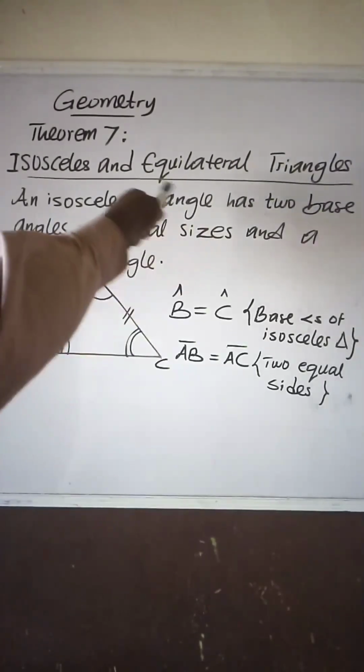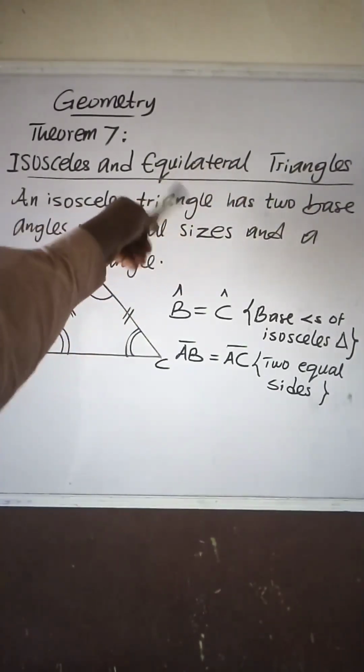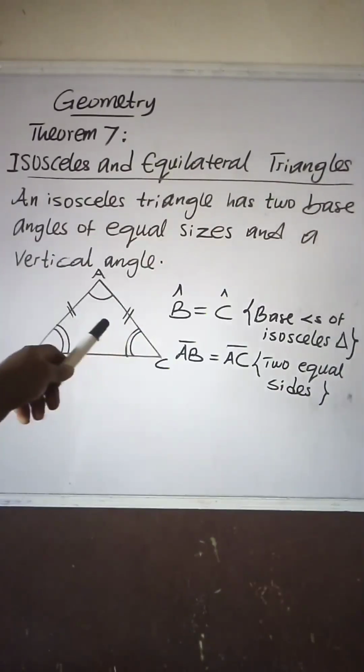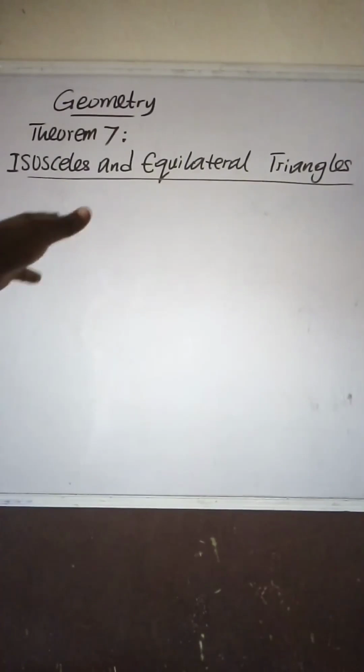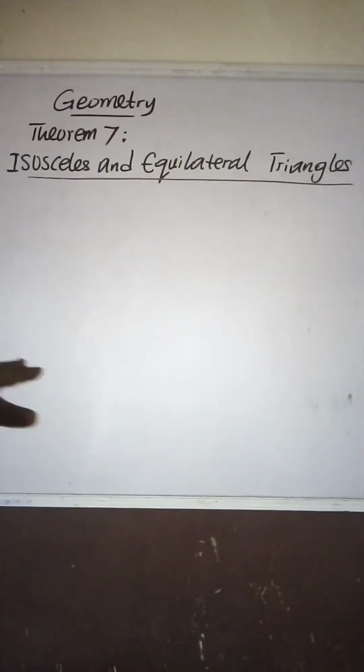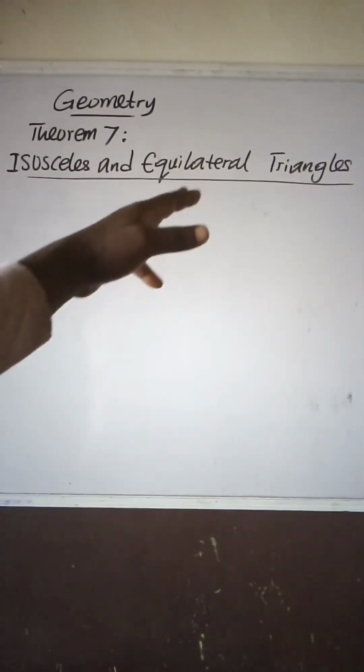Let's now discuss equilateral triangles. What are equilateral triangles? An equilateral triangle has three angles of equal sizes and three sides of equal length. Each of its angles is 60 degrees, that is 180 degrees divided by 3.